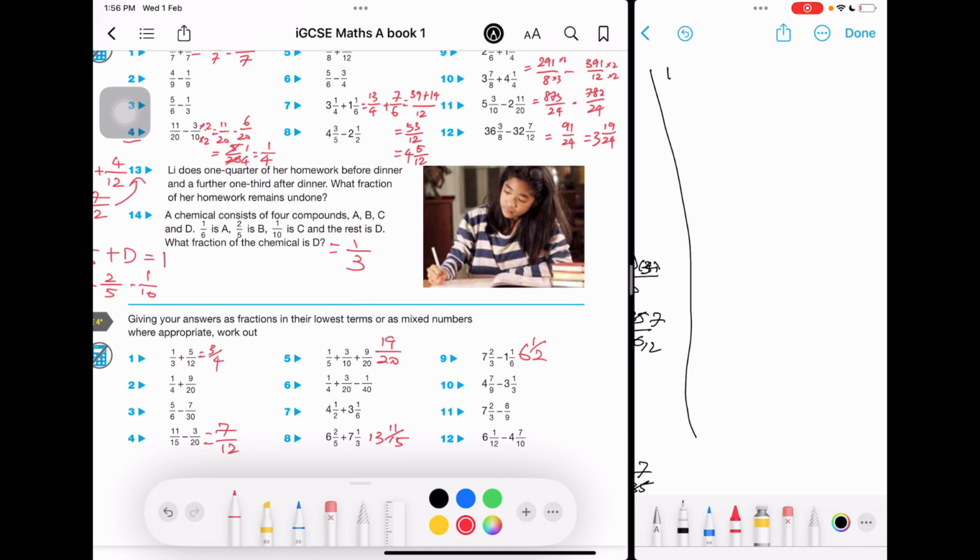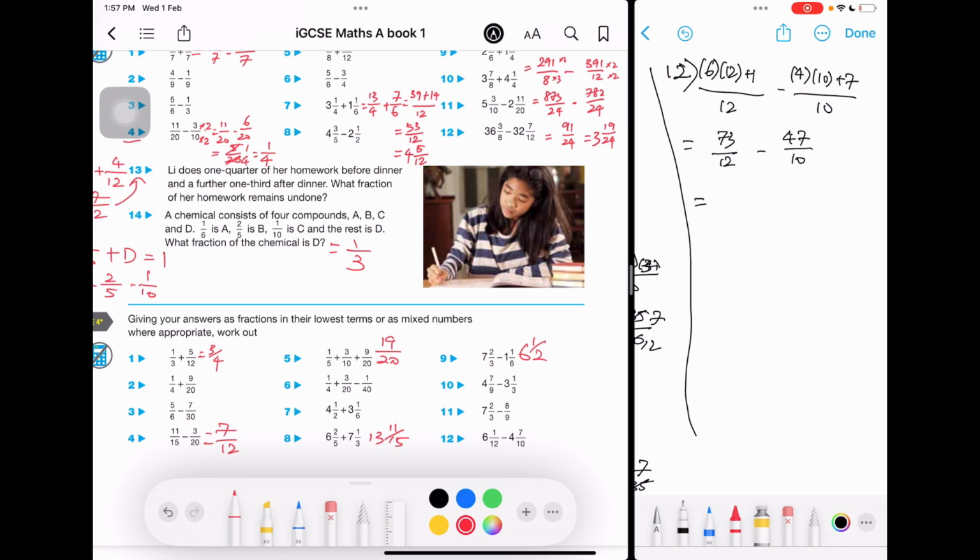Alright, so you have number 12. Similarly, convert these numbers to improper fractions. Let me work out the steps: 6 times 12 plus 1 over 12 minus 4 times 10 plus 7 over 10. This will give you 72 plus 1, 73 over 12 minus 47 over 10.